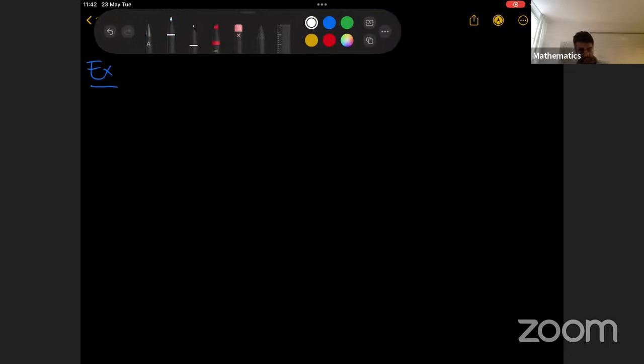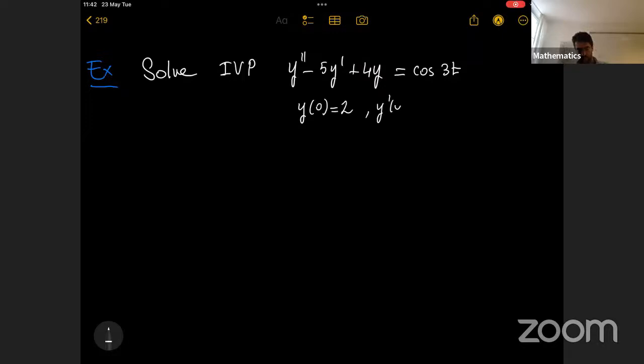Here's an example. Solve the initial value problem: y double prime minus 5y prime plus 4y is equal to cosine 3t. Here the initial values are y(0) is equal to 2, y prime (0) is equal to 0, using Laplace transform.